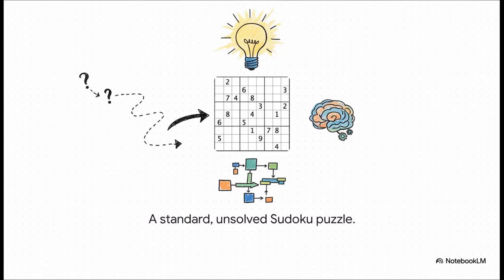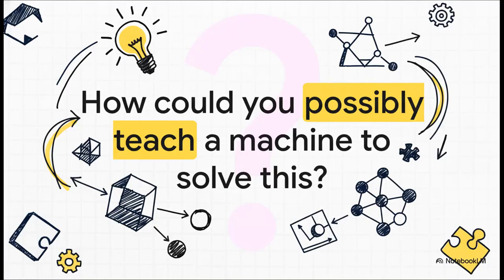A good old-fashioned Sudoku. For you and me, solving this is all about intuition, right? It's that little spark, that aha moment when you finally see where the next number goes. It feels human. And that's the big question, isn't it? How on earth do you write code for intuition? How do you program that aha moment? It seems like you can't.